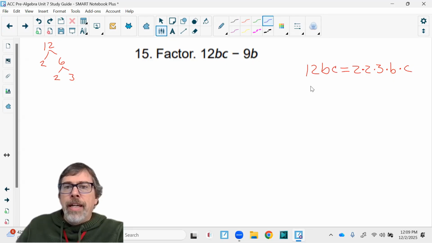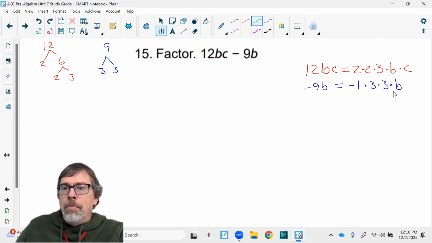And the negative 9b would be negative 1 for starters, and then I'll do a factor tree of 9, which is 3 times 3. So it's negative 1 times 3 times 3 times b. Okay, so I have a b right here in common, and I have a 3 right here in common, so I will factor out a 3b.